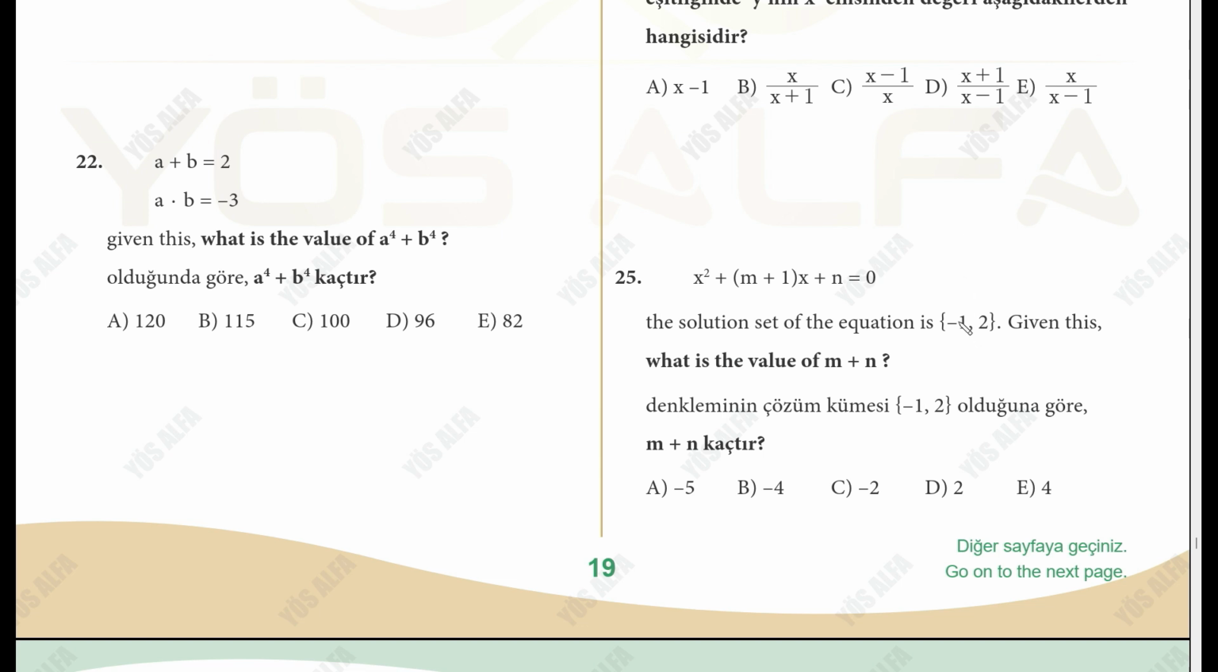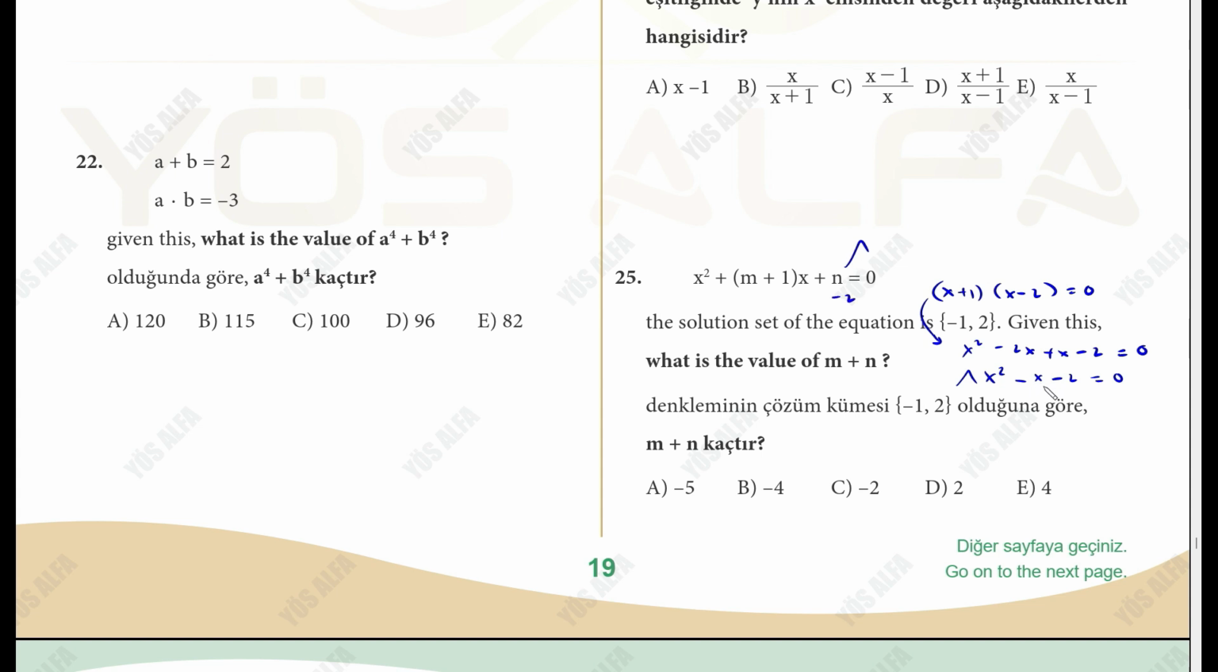So from the solution set, we can write down the second order equation like this. From here, we can multiply the 2 and get x squared minus 2x plus x minus 2 is equal to 0. X squared minus x minus 2 is equal to 0. Now we can make the comparison between the equation given and what we got here. So n is negative 2.